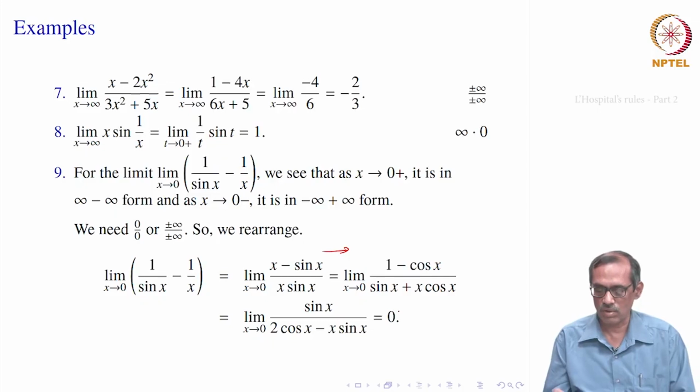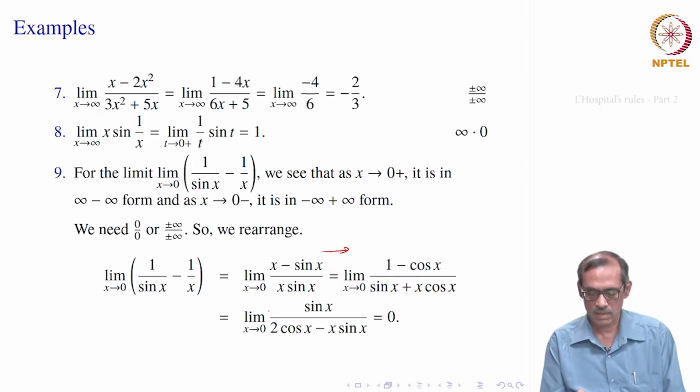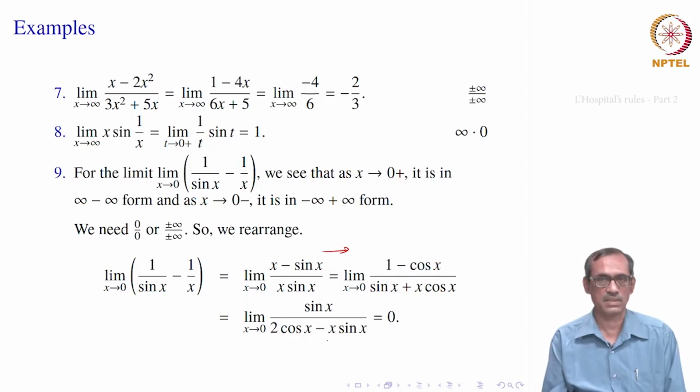So, applying L'Hopital's rule, numerator derivative is 1 minus cos x, and x sin x is of the form f of x into g of x. So, derivative of a product. You take derivative of x into sin x, which is sin x, plus x into derivative of sin x, which is cos x. So, sin x plus x cos x.